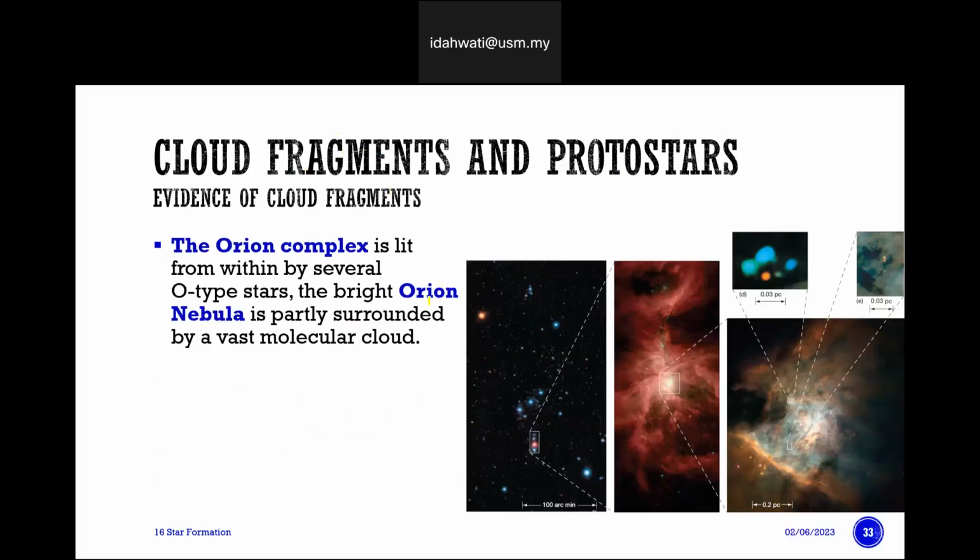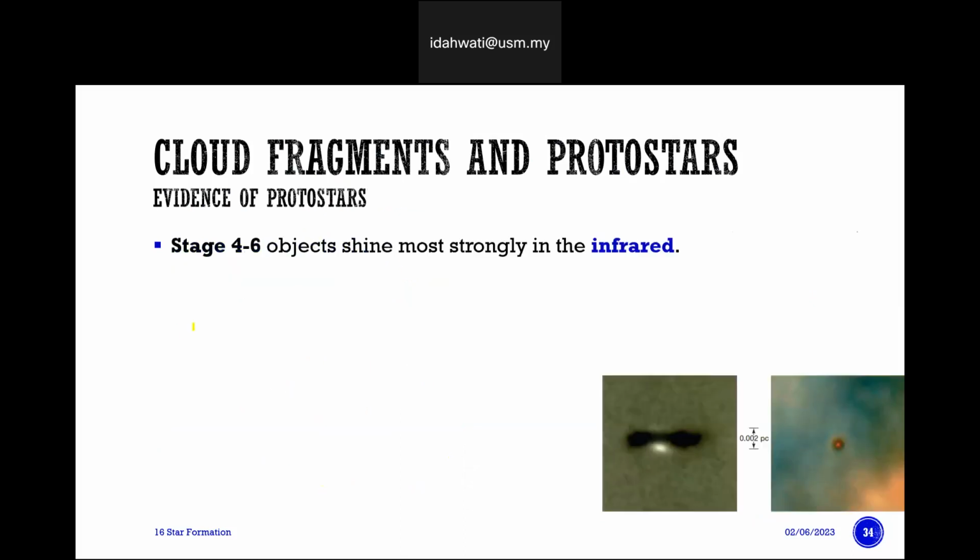So that is the evidence of cloud fragments. The Orion complex is lit from within by several O-type stars. The bright Orion Nebula is partly surrounded by a vast molecular cloud. We have a protostar here, on its way to stage 3. And for stages 4 to 6, objects shine more strongly.